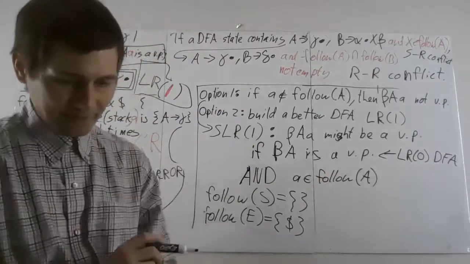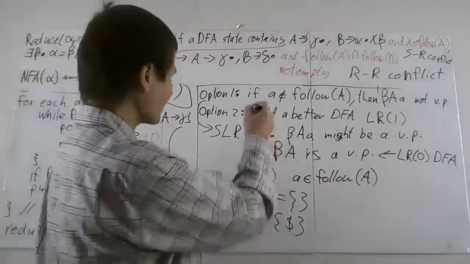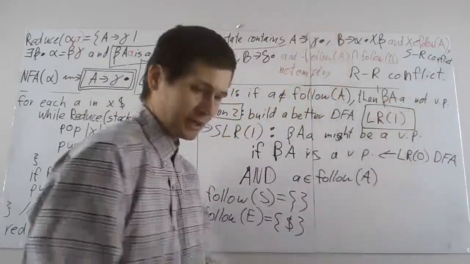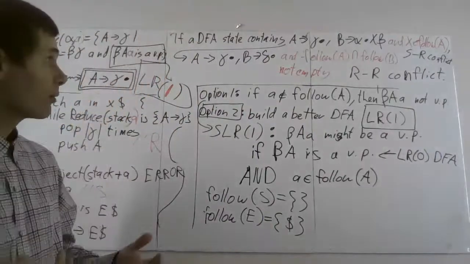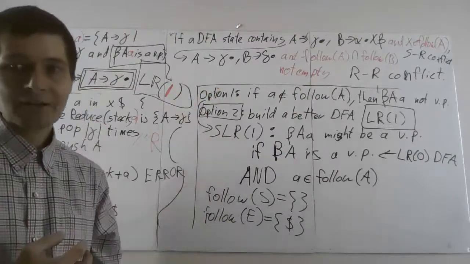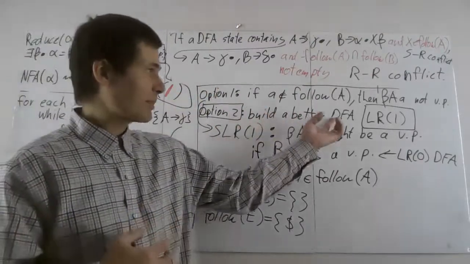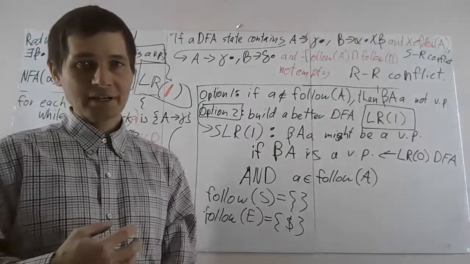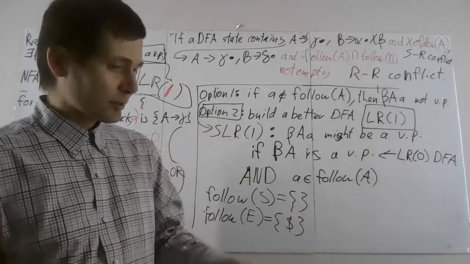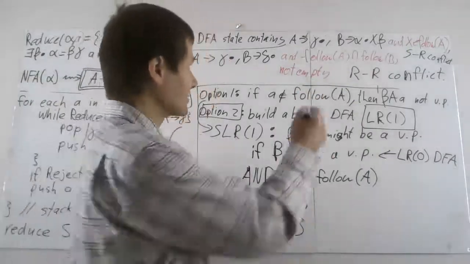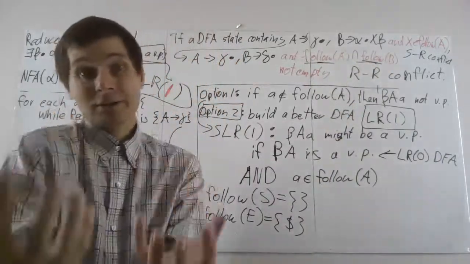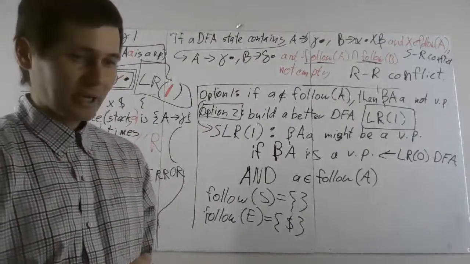For the next lecture, we're going to look at option 2, so the LR1 parser. There are going to be some grammars where this is not enough, where the follow sets still overlap and where you still have conflicts. And so building the better DFA, the LR1 DFA, is more powerful than the SLR1. But we're going to use some of these concepts, like the idea of following, when we go to design that LR1 NFA.